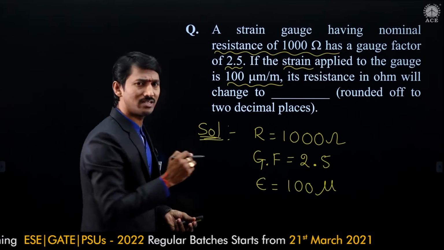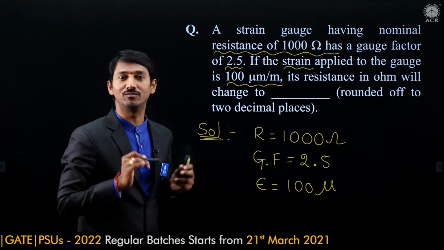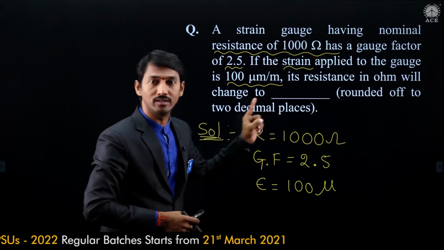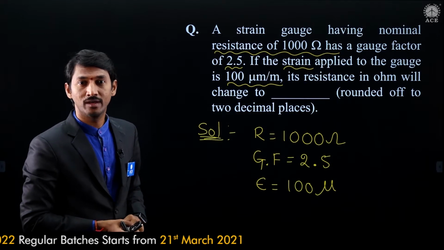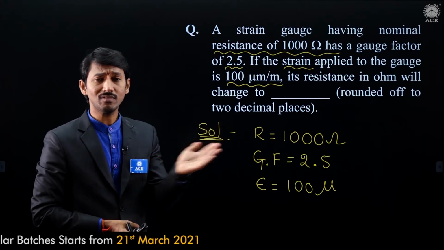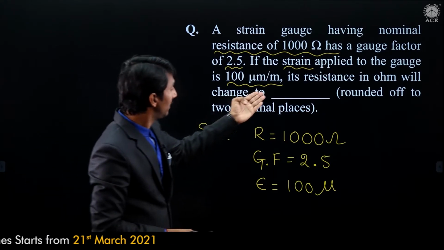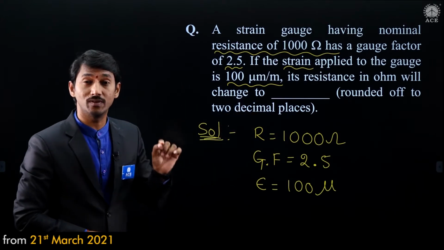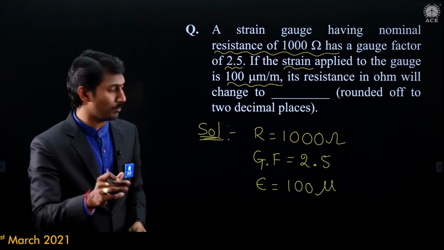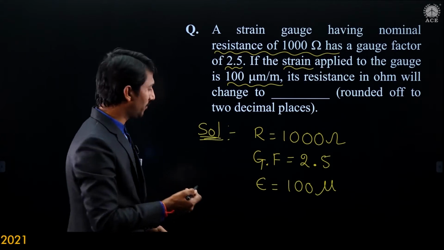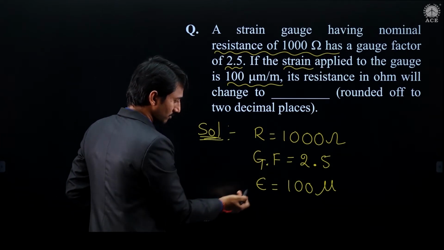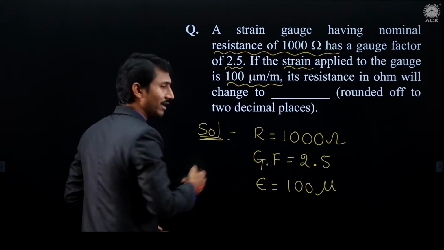Sir, according to the question, what do we need to find out? Here is the confusion, because options are not there. This is the numerical answer type. If options are there, we can verify our answer. So that's why a little bit more care is needed. Let us find out first what we can do. Gauge factor and strain are there, R value is there.